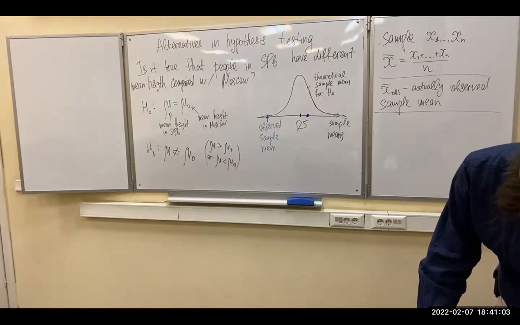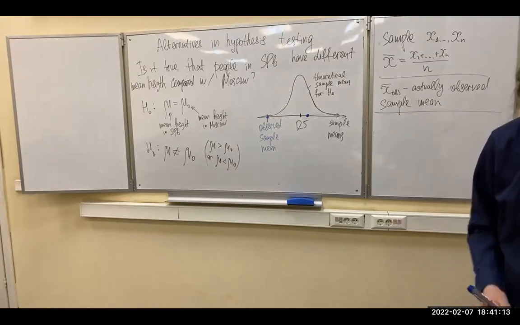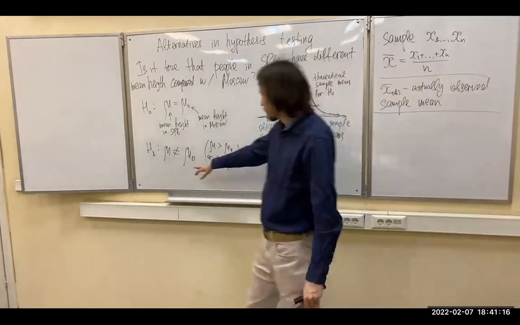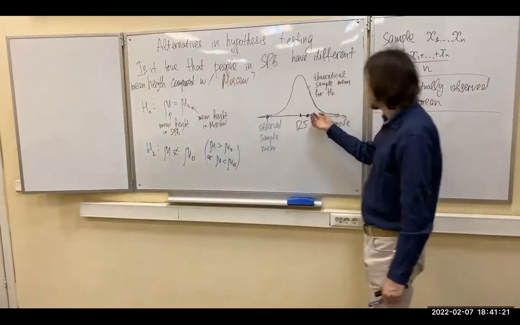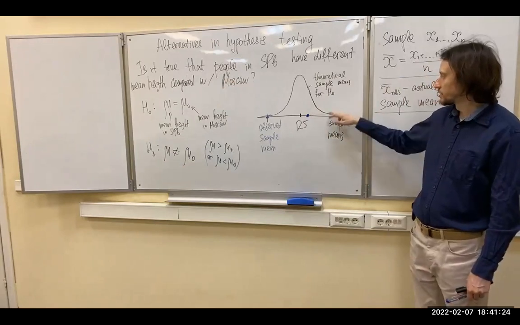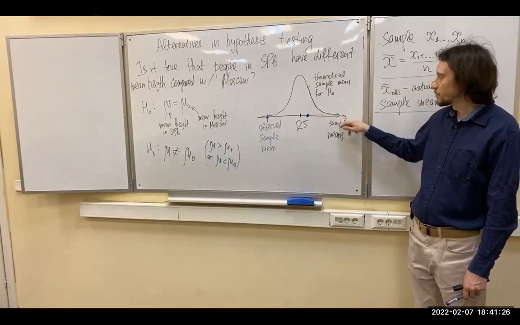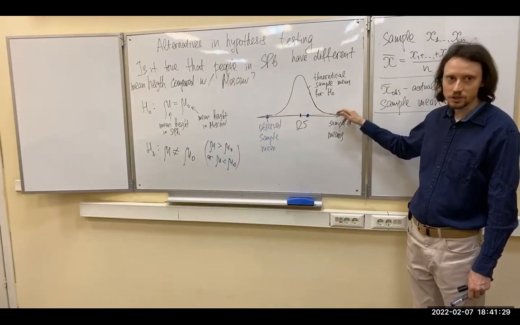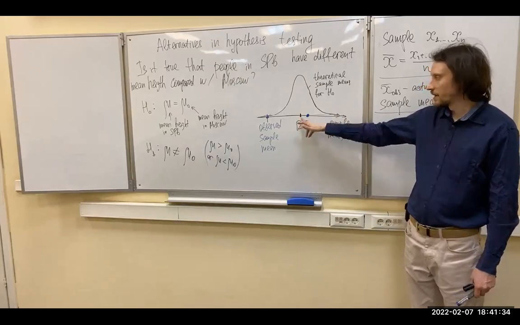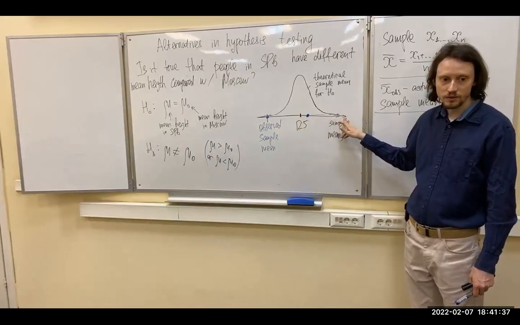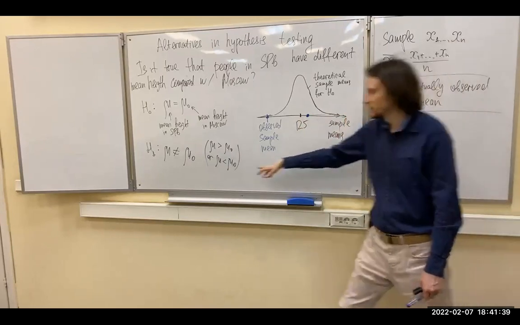So I have two answers from Masha and Dasha, and anybody else? Previously we said that we had the alternative that mu is larger than mu naught, and we said that if we have an observed sample mean somewhere here, if it is very large, much larger than 125, then it is an argument against the null hypothesis. But what differs in this setting?